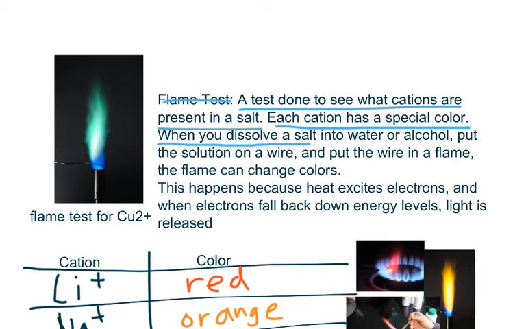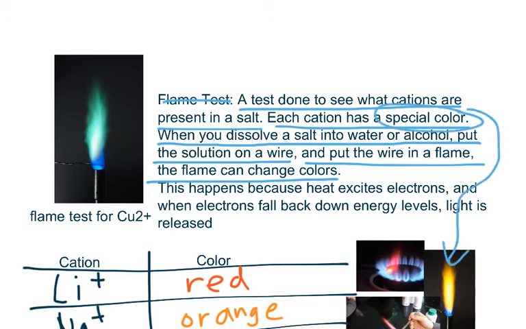When you dissolve a salt into water or alcohol, and you put the solution on a wire, and you put the wire in a flame, the flame can change colors. So what I mean by special colors, I mean that they can produce special colors as flames.